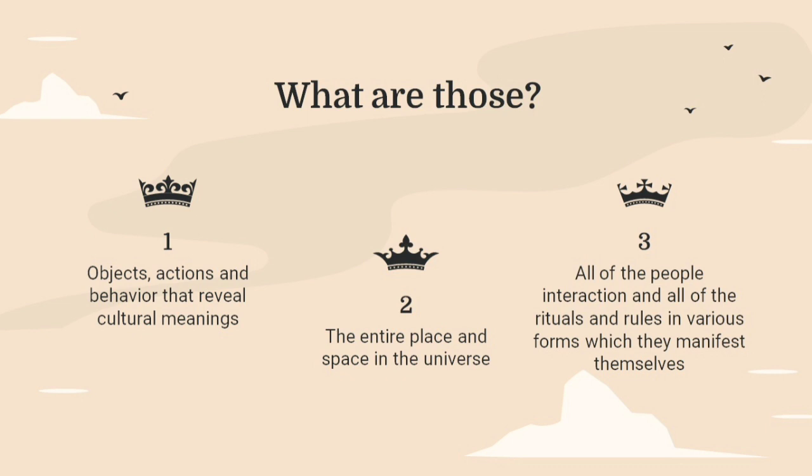The second kind of text that involved in culture is the entire place and space in the universe. Every single thing in this universe may contain a cultural text, whether we recognize it or not. Sometimes we do not recognize that a book may contain relevant cultural meanings, but we just do not recognize it.